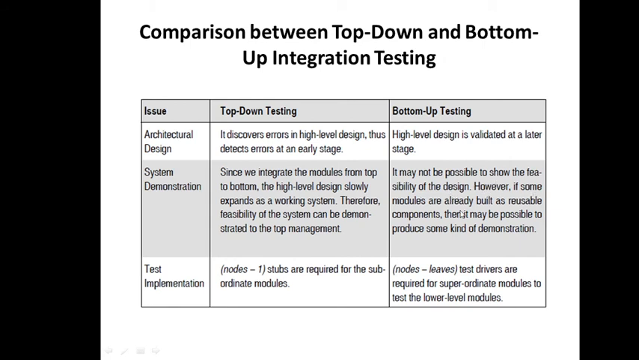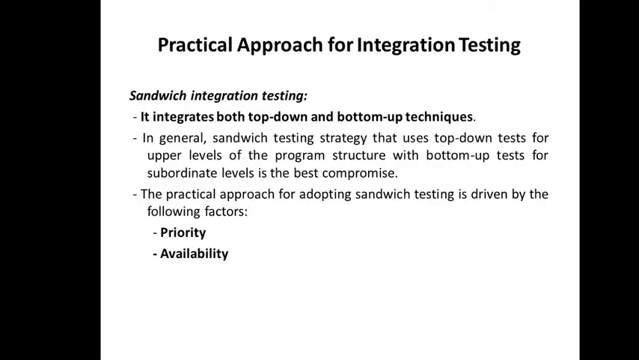However, if some modules are already built as reusable components, then it may be possible to produce some kind of demonstration. Else you have to wait for all the modules to get integrated and tested. Test implementation: stubs are required for the subordinate modules, while for leaf nodes, test drivers are required. In top-down, stubs are required. In bottom-up, drivers are required. But since both approaches can be used in particular scenarios, individually they are not complete in themselves.